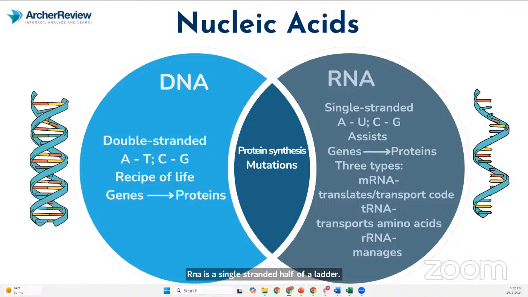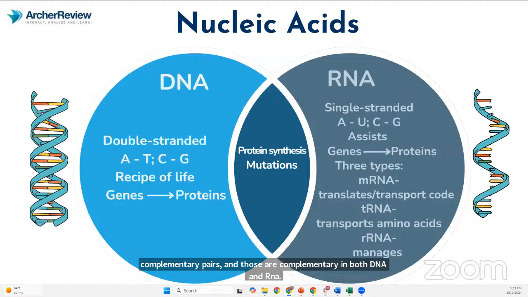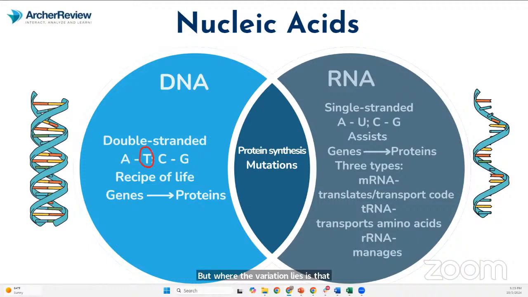Both of them have bases that make up the rungs of the ladder. And with one exception, those bases are the same. So C stands for cytosine, G for guanine, and those are complementary pairs. And those are complementary in both DNA and RNA. Adenine is present in both, but where the variation lies is that it's thymine in DNA, but it's uracil in RNA. And so anytime we have RNA interacting with DNA, we will see that if we have an adenine, it's going to pair with a uracil instead of pairing with a thymine.